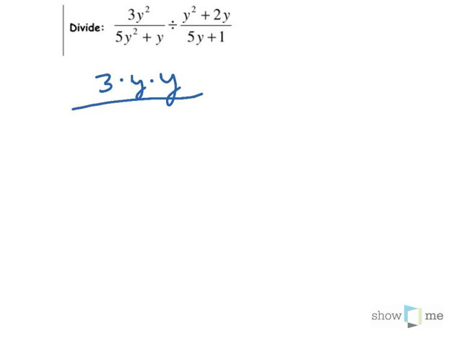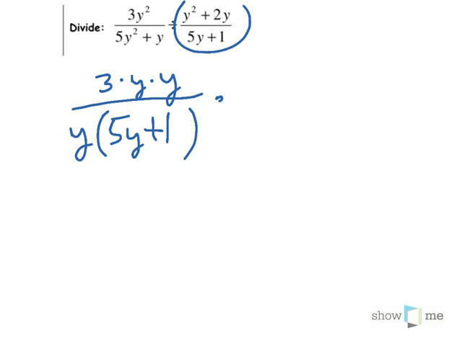On the bottom, that 5y squared plus y, I see a greatest common factor of y down there, so I'm going to factor that y out. And what happens when I leave that is I have a 5y left plus 1. Okay? I went ahead and I finished factoring that first one. Remember that the second one has to be flipped. So I'm going to flip it over here on the side.